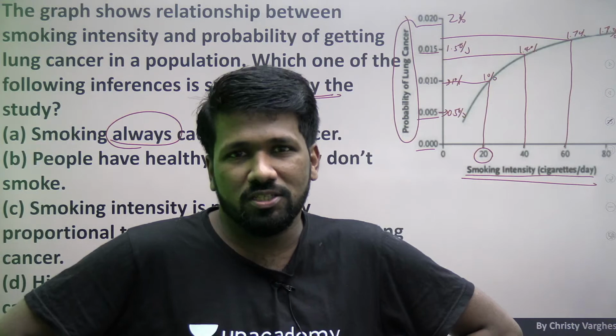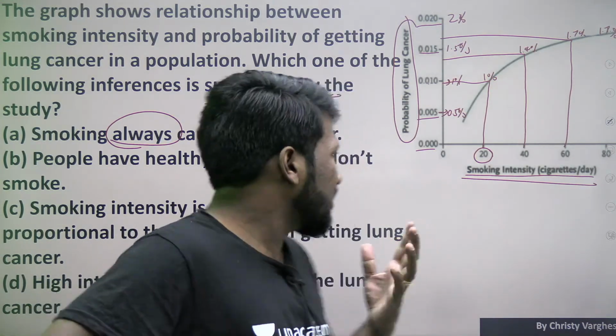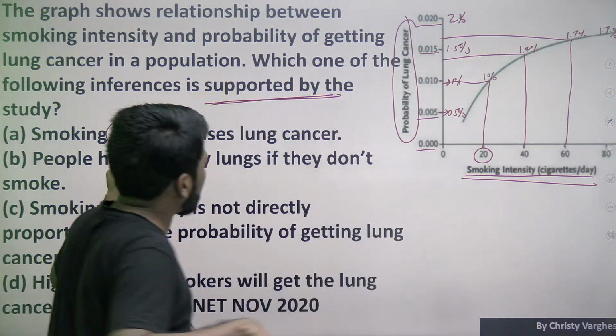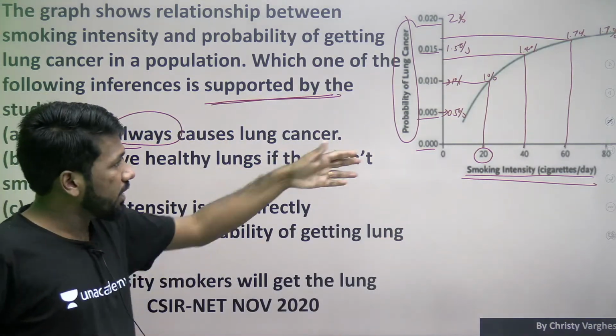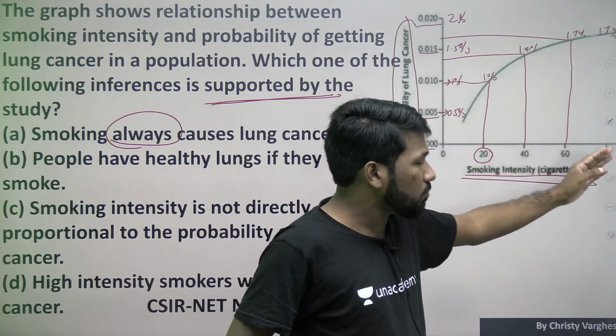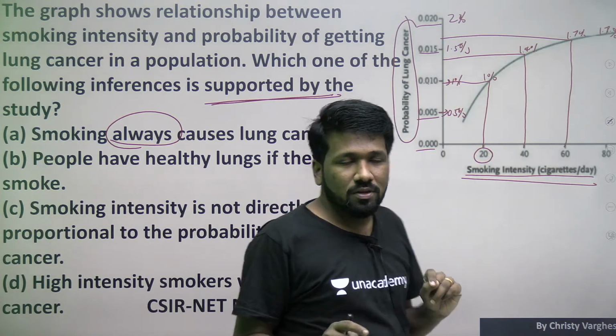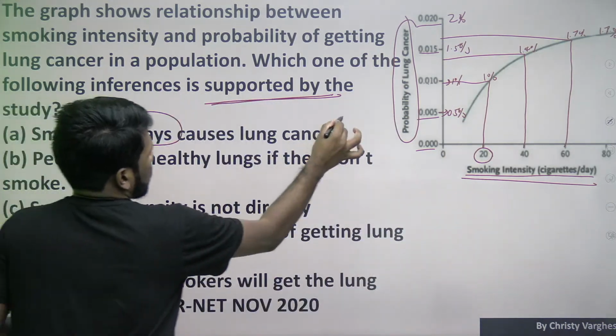Whatever number of cigarettes being smoked, you should be 100% chance होना चाहिए लंग कैंसर का. ये डेटा ऐसा नहीं दे रहा है. मैक्सिमम सिगरेट्स 80 पर डे स्मोक किया तो भी चांसेस 1.7% है. So always you cannot say.